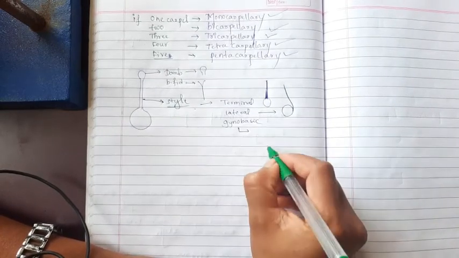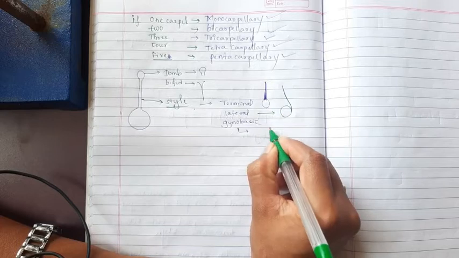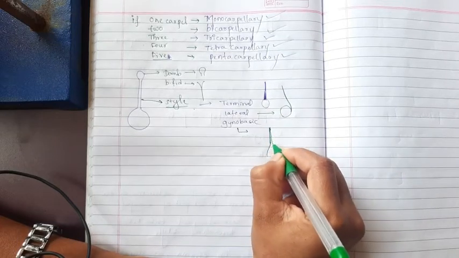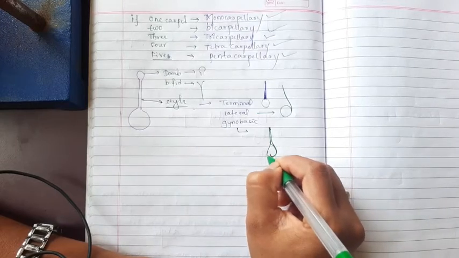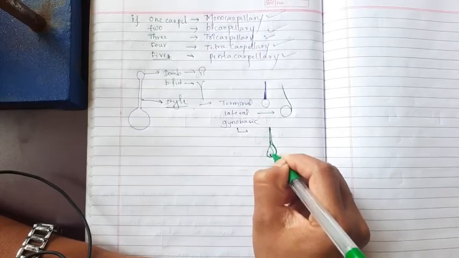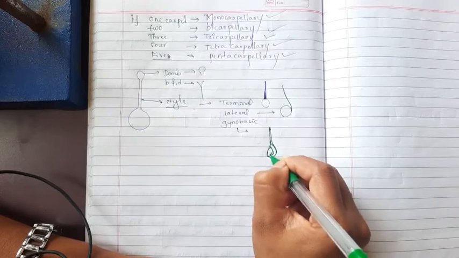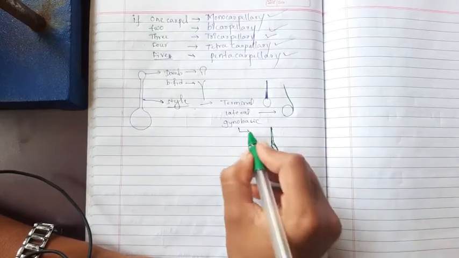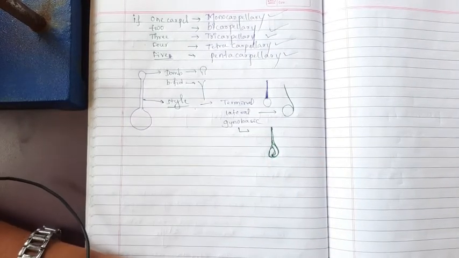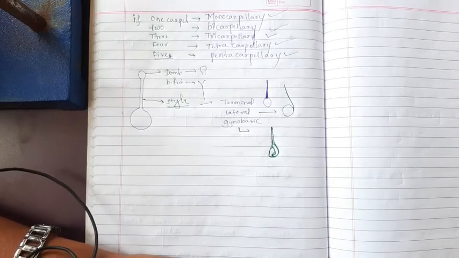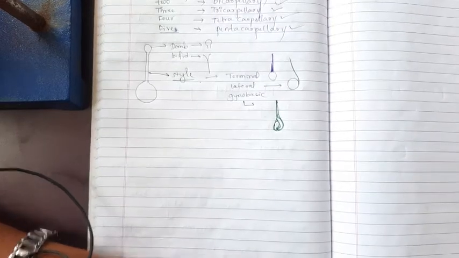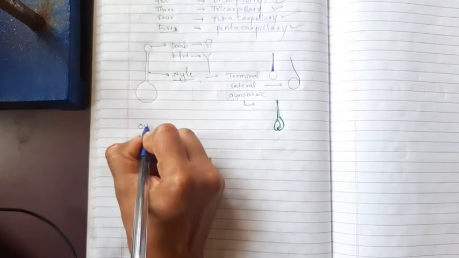Gynobasic style in the sense, the style is somewhat swollen, it completely covers the ovary. Means the style arises from the base itself. It covers the whole ovary. It is known as a gynobasic style. Terminal, lateral, gynobasic styles you can see in different flowers. Next, we can discuss about ovary.